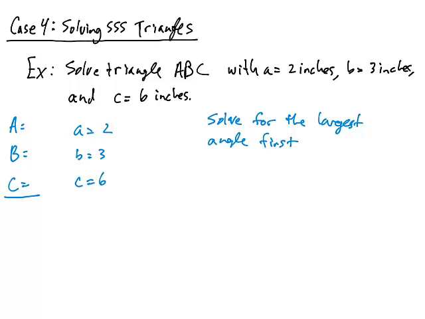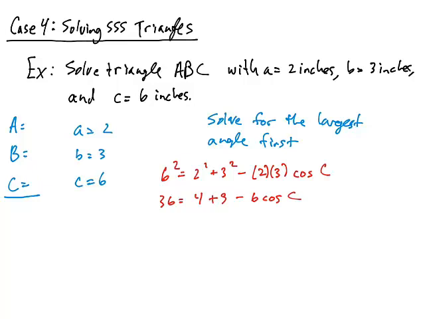So using the law of cosines here, we're going to say 6 squared is equal to a squared plus b squared, so 2 squared plus 3 squared minus 2 times 3 times cosine of angle C. We get 36 equals 4 plus 9 minus 6 cosine of C. 4 plus 9 is 13, so 36 minus 13 is 23 equals negative 6 cosine C.